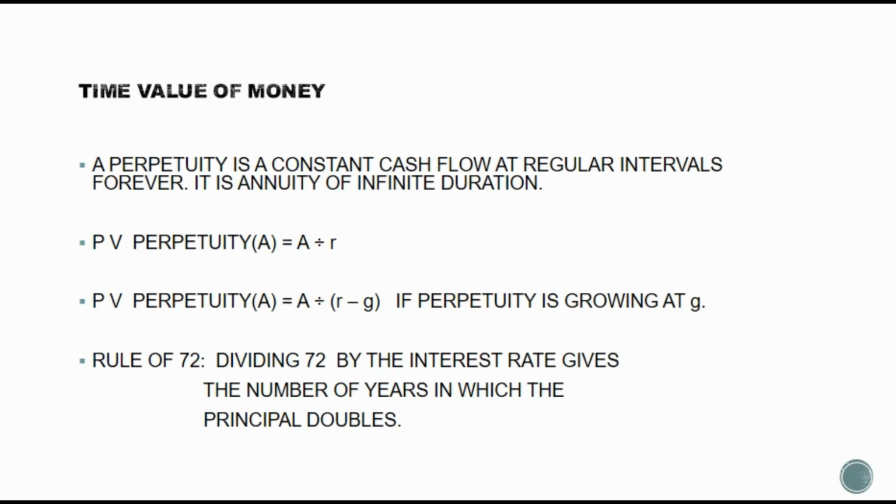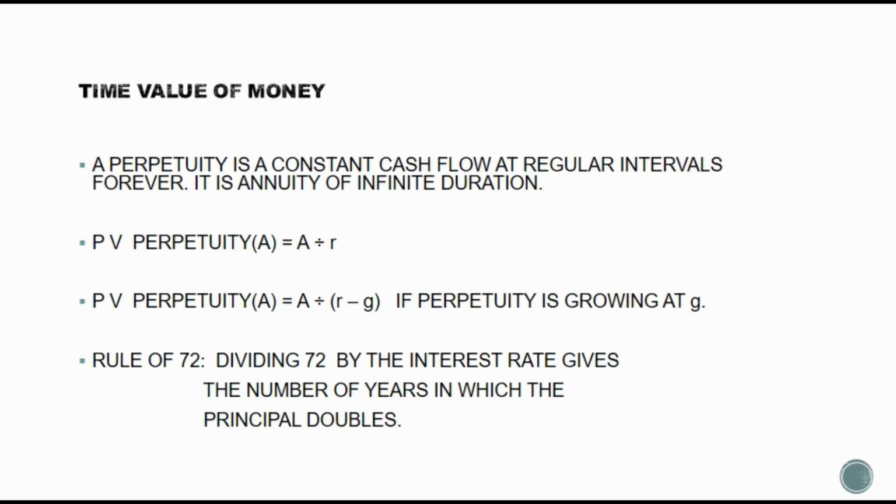Okay. Perpetuity is a constant cash flow at regular intervals forever. It is an annuity of infinite duration. So when someone asks you what is perpetuity, it is a constant cash flow at regular intervals forever. The present value of perpetuity is A divided by R. The present value of perpetuity is A divided by R minus G if the perpetuity is growing at G.